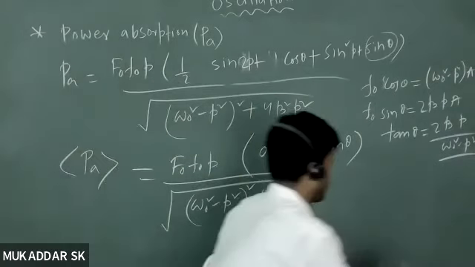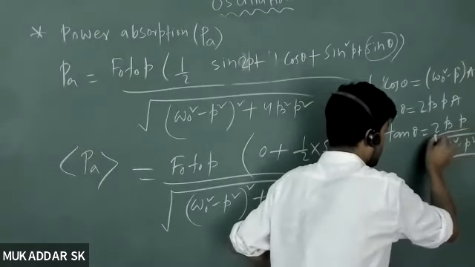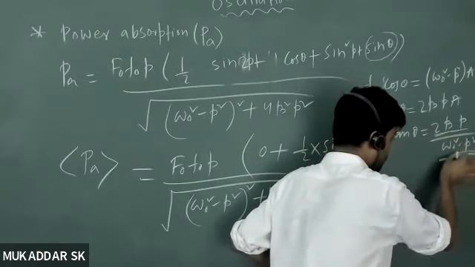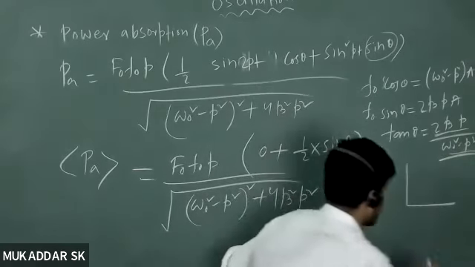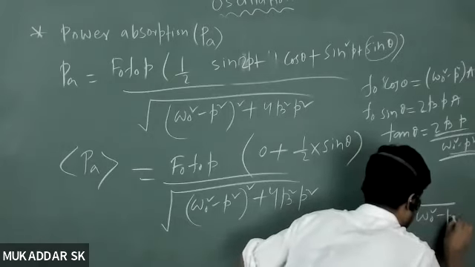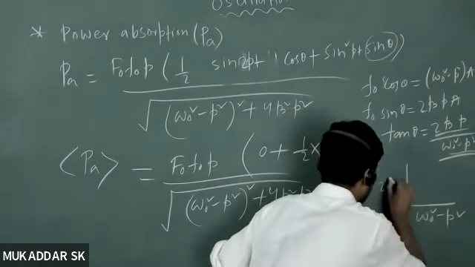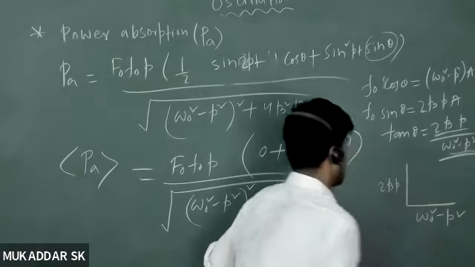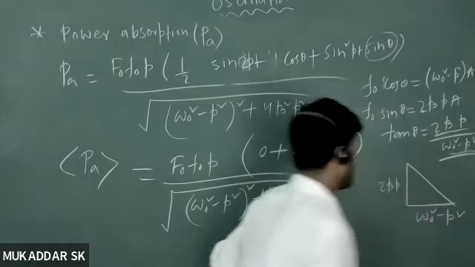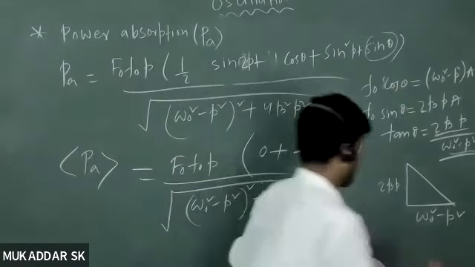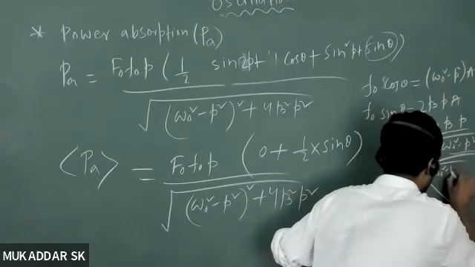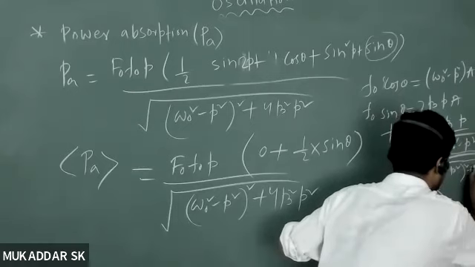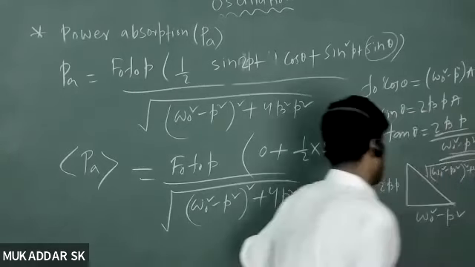So if I draw a triangle, this represents the perpendicular, and this will be the base. Its base will be omega naught square minus p square. Its perpendicular will be twice beta p. So the hypotenuse will be the square root of omega naught square minus p square whole square plus 4 beta square p square, right?